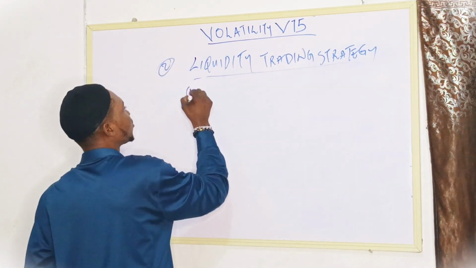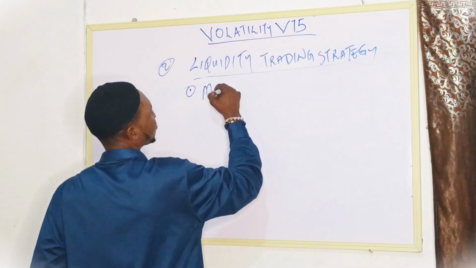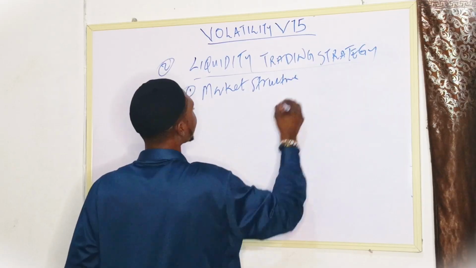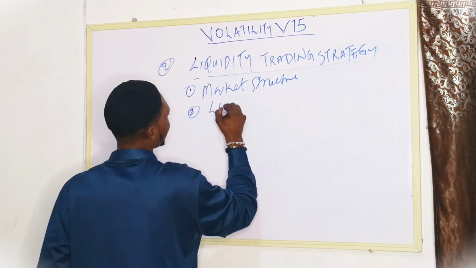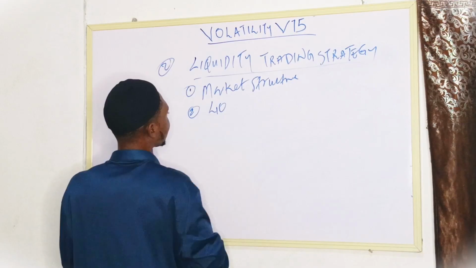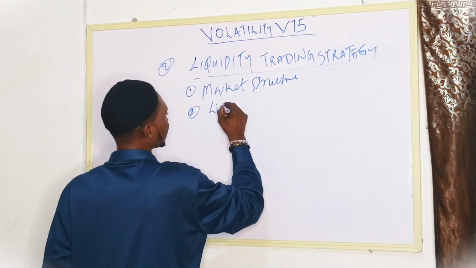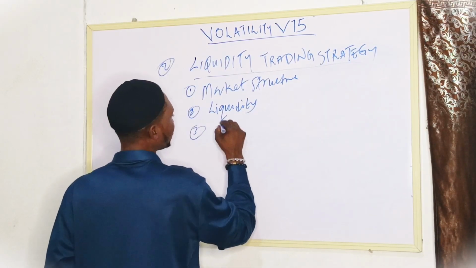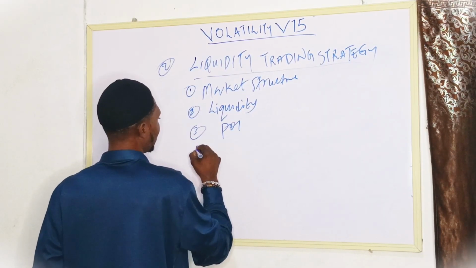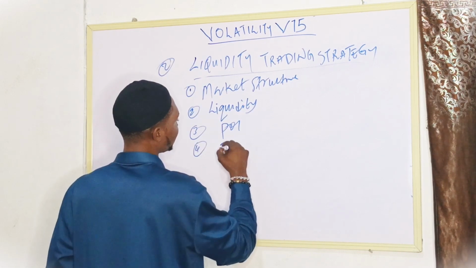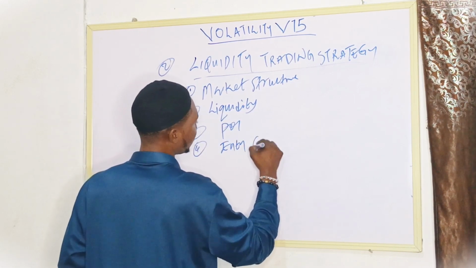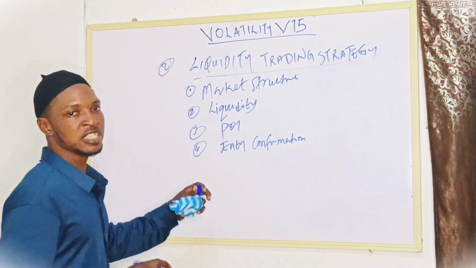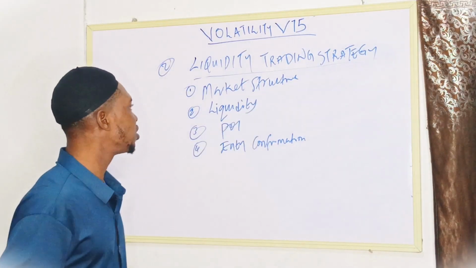Number one, talks about market structure. Number two, talks about liquidity. Number three, talks about POI. Number four, talks about entry confirmation. Okay, so these are the four major items that this strategy entails.